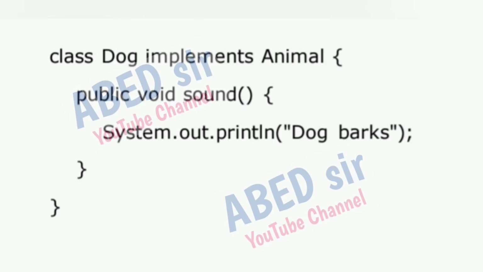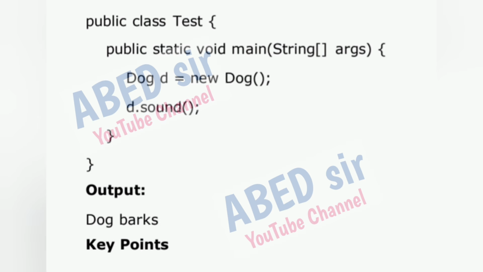System.out.println("Dog barks"); public class Test { public static void main(String[] args) { Dog d = new Dog(); d.sound(); } } Output: Dog barks.